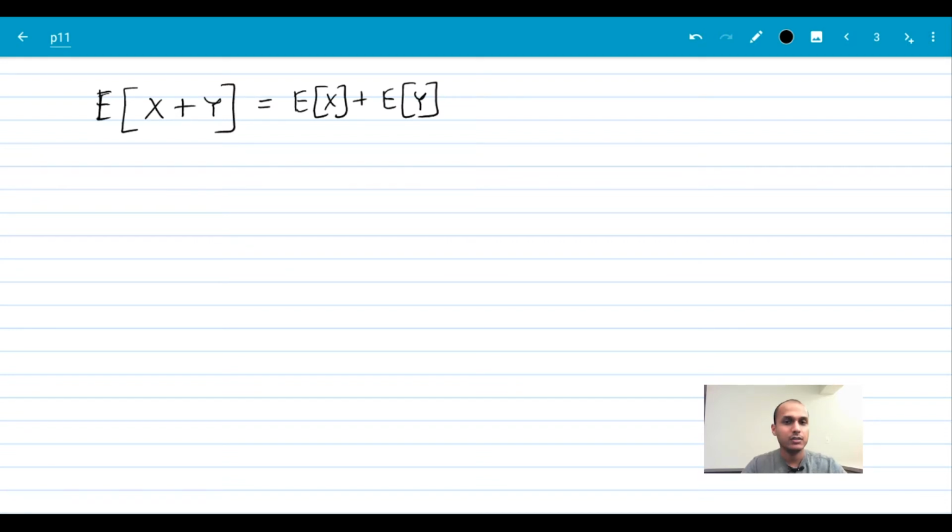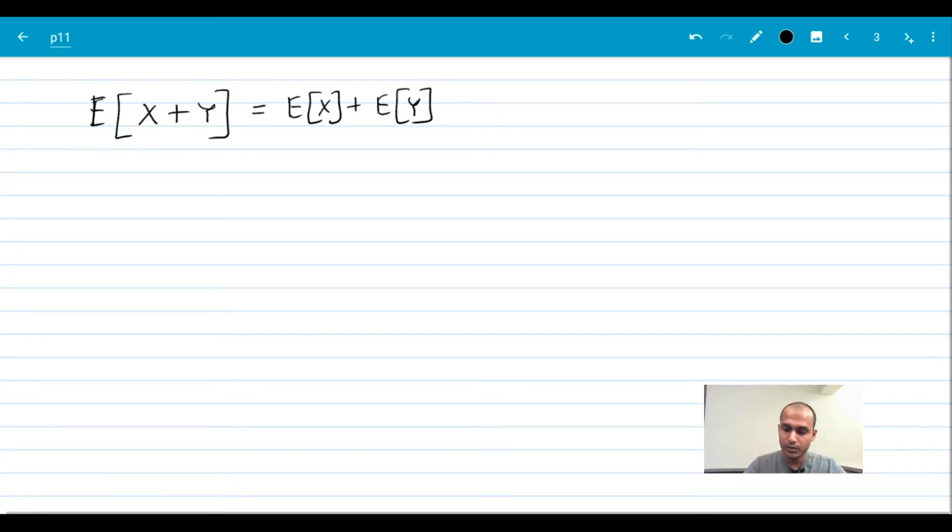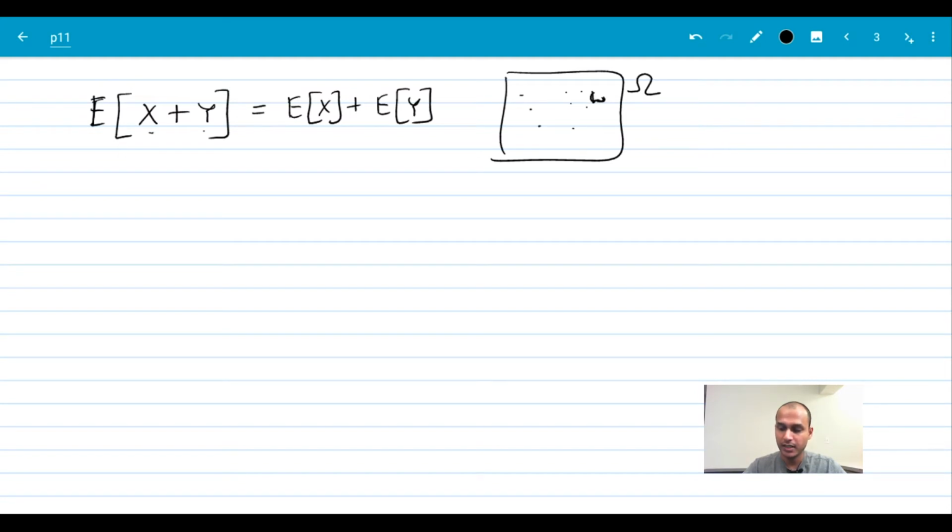These two are random variables, and it does not matter how they are related to each other. In the sample space there's a bunch of little omegas, and these random variables are functions from these little omegas to numbers. It does not matter how they are defined. Irrespective of how they are defined, if there is an additive function like this, then the expectation of X plus Y is just the expectation of X plus the expectation of Y.